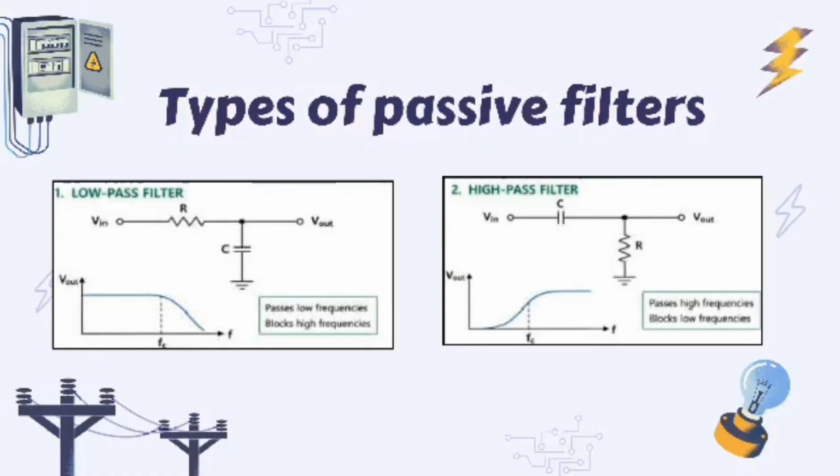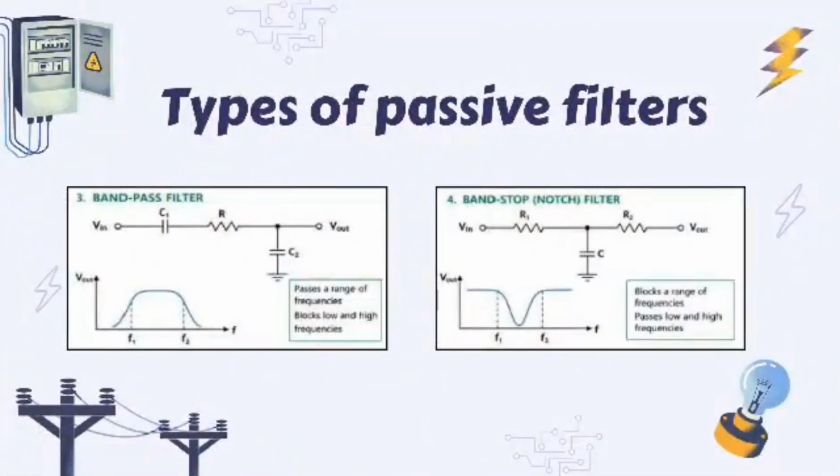The first type of filter is the low pass filter. A low pass filter allows low frequency signals to pass and blocks high frequency signals. For example, it can be used to remove noise in audio. The second type is the high pass filter. A high-pass filter allows high frequency signals to pass and blocks low-frequency signals. For example, it removes bass sounds.